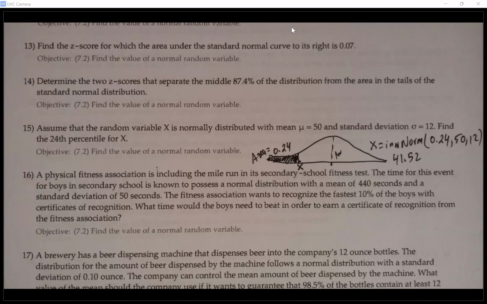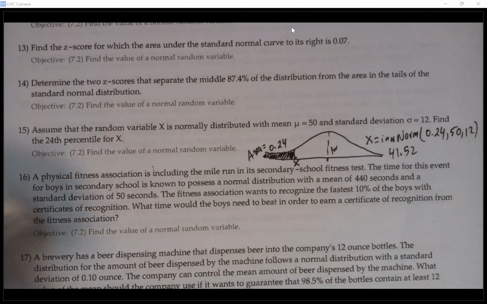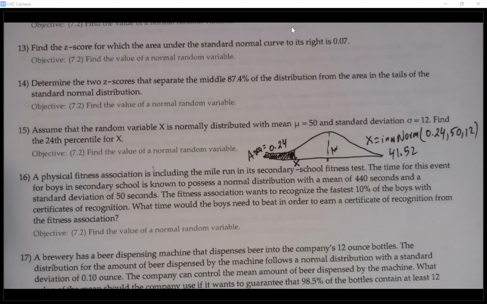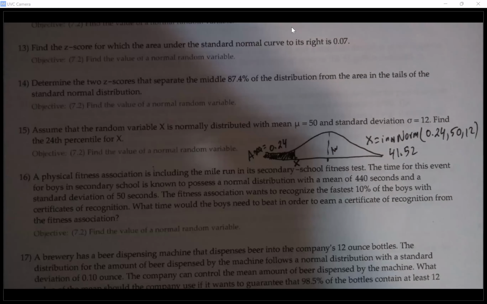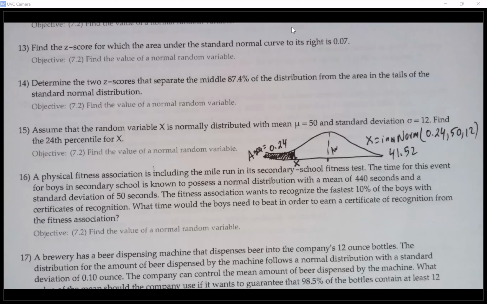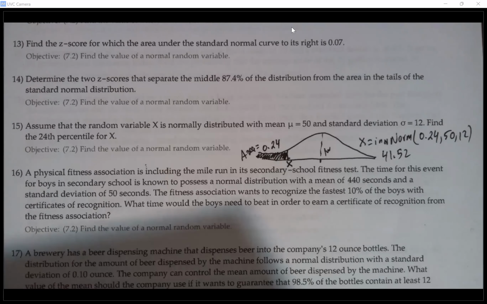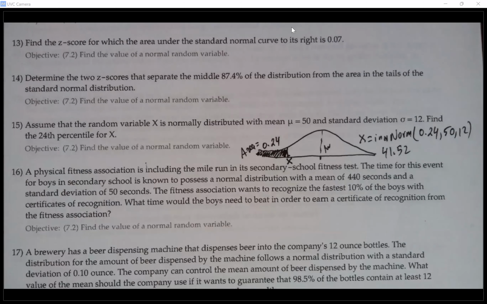Next question. A physical fitness association is included in the MyRun in the secondary school fitness test. The time for this event for boys in secondary school is known to possess a normal distribution with the mean of 440 seconds and standard deviation of 50 seconds. The Fitness Association wants to recognize the fastest 10% of the boys with certificate. What time would the boys need to beat in order to earn a certificate? Okay, here's how we do this one, number 16.